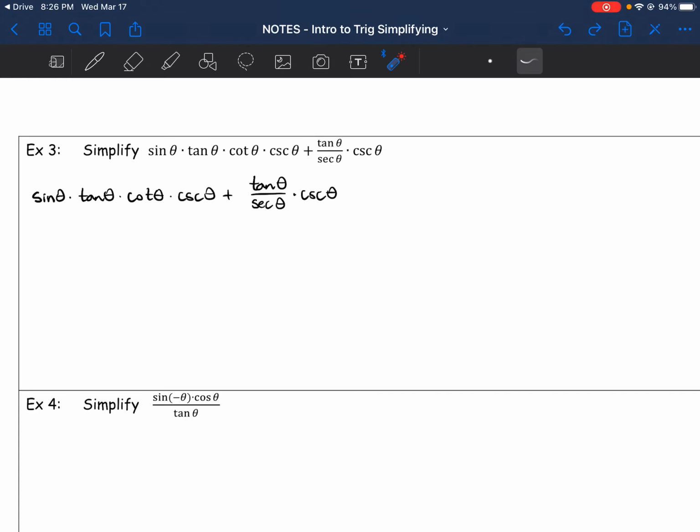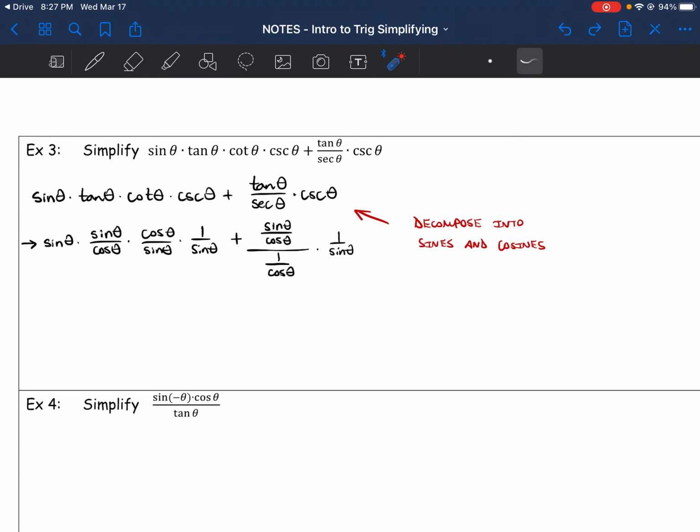Let's decompose everything into sines and cosines, meaning that this tangent of theta will turn into sine theta over cosine theta. Cotangent of theta will turn into cosine theta over sine theta. Cosecant of theta will turn into 1 over sine of theta. Tangent of theta will turn into sine theta over cosine theta. Secant of theta will turn into 1 over cosine theta. And cosecant theta will turn into 1 over sine theta. All right, so a bunch of stuff happening here.